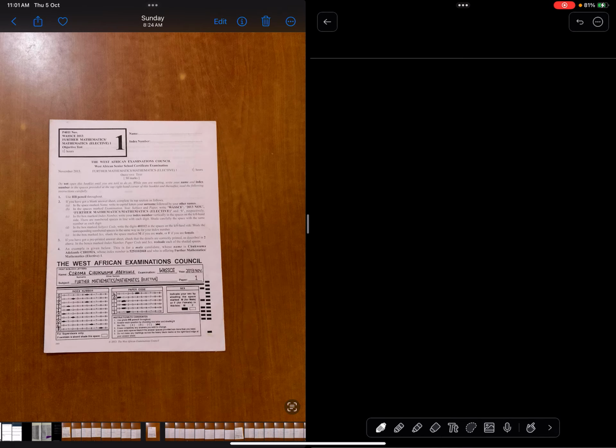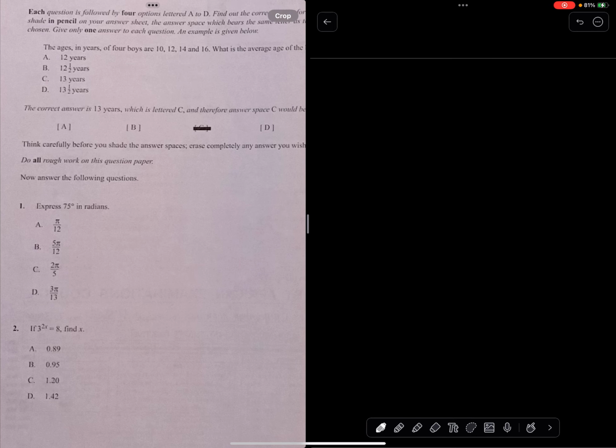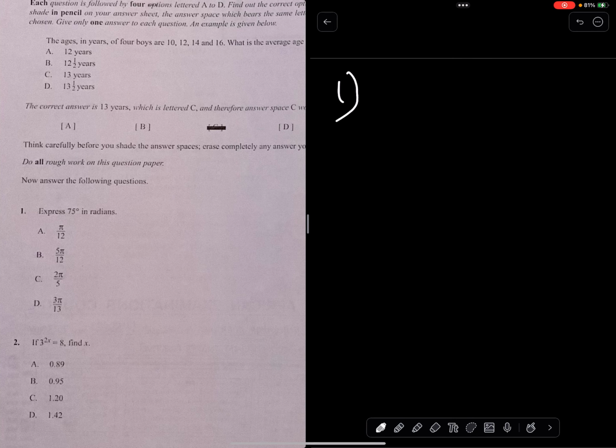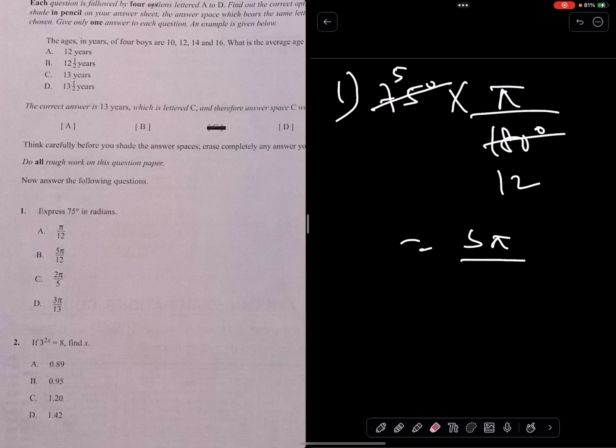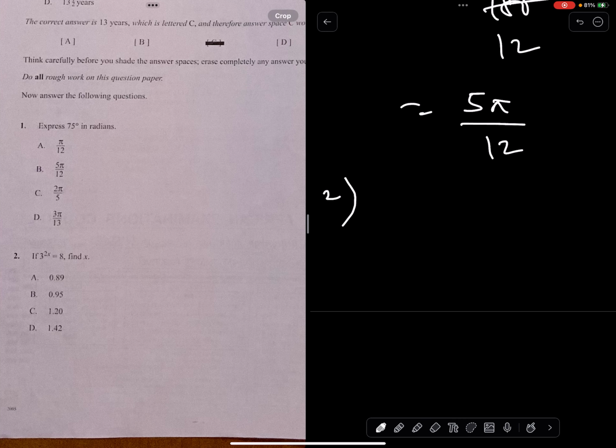Now, very quickly, let's go to the GCE questions from year 2013. Number one, what's number one? Number one says 75, express 75 degrees in radians. When you change degrees to radians, just multiply by the ratio pi over 180 degrees. 15 here 5, 15 here 12, and that's simply 5 pi over 12. We can see the correct option is B.